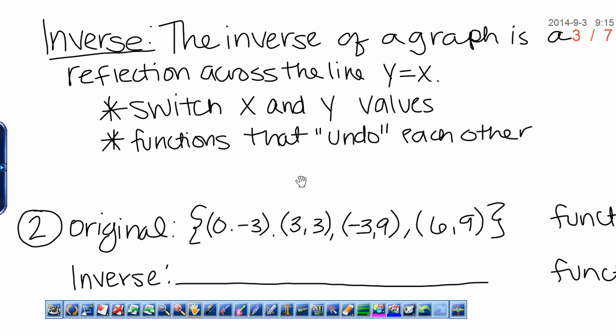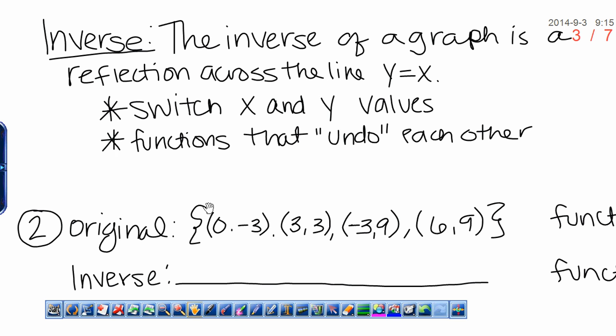We're going to talk about finding inverses 3 ways. If I give you a point, to find the inverse of that point, you simply switch the x and the y values. Okay? If I give you a graph, you can reflect that graph across line y equals x. And if I give you an equation, in just a few minutes, we're going to talk about the steps you take to come up with the new equation of the inverse.